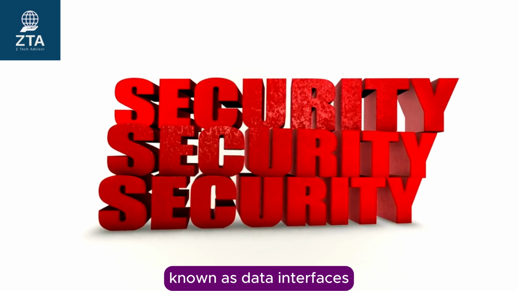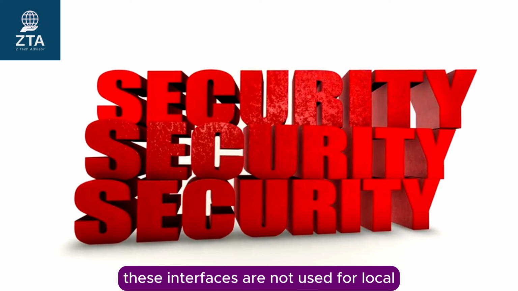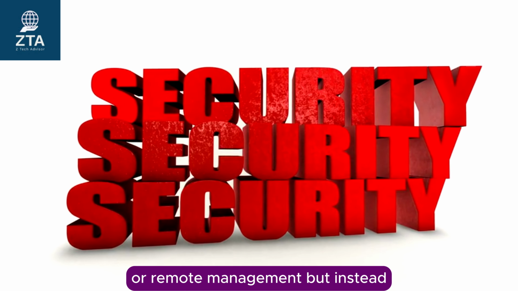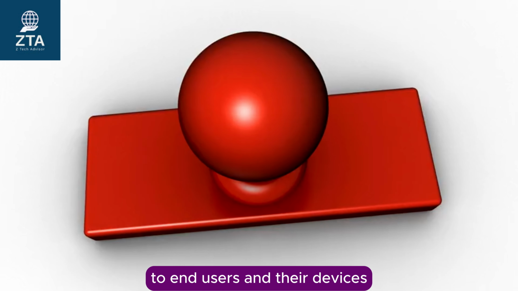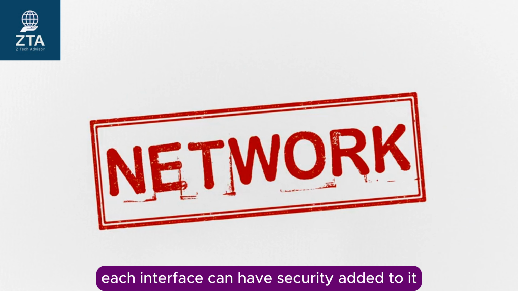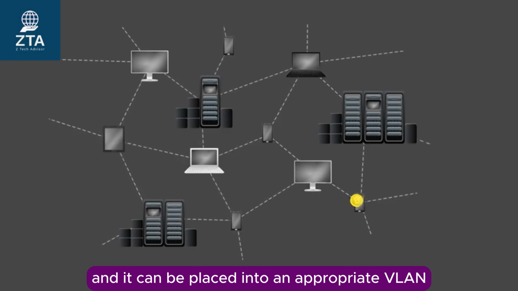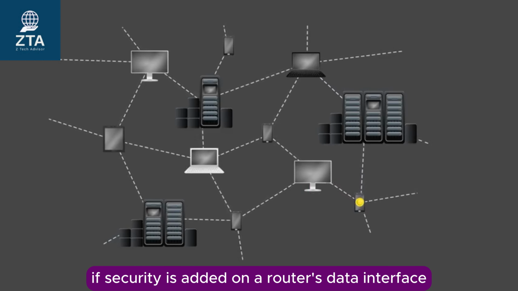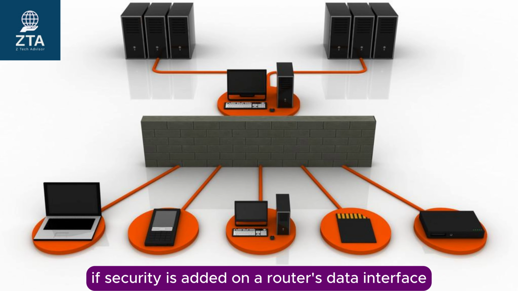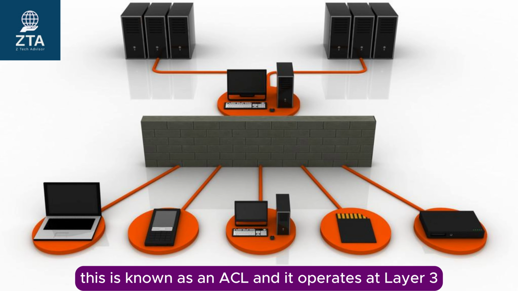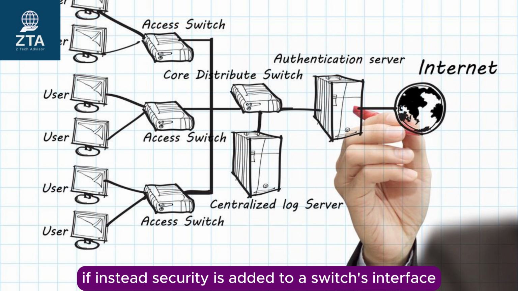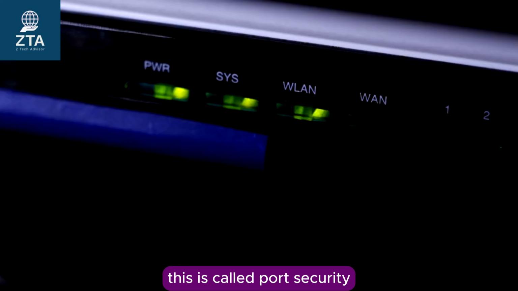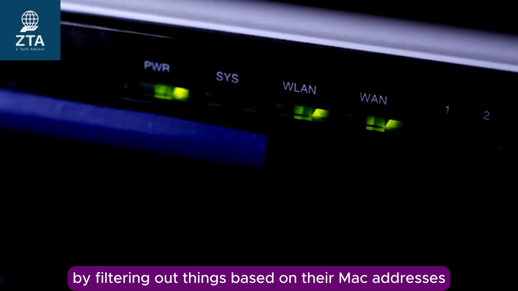Another type of network interface found in networks is the standard interfaces that pass business traffic, known as data interfaces. These interfaces are not used for local or remote management, but instead, they provide the necessary network services to end users and their devices. Each interface can have security added to it, and it can be placed into an appropriate VLAN based on your security needs. If security is added on a router's data interface, this is known as an ACL, and it operates at Layer 3 by filtering out IP addresses. If instead, security is added to a switch's interface, this is called port security, and it operates at Layer 2 by filtering out things based on their MAC addresses.